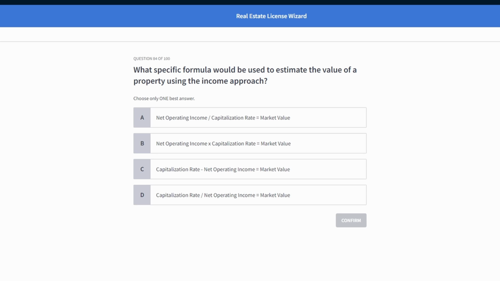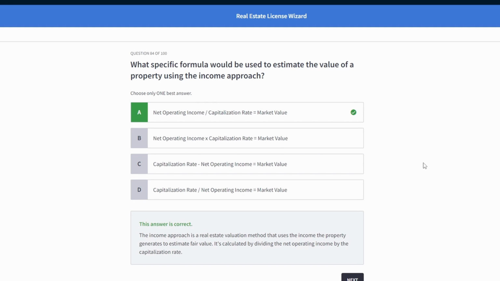Alrighty, do you know your formulas? So, what is the correct answer for this one? It's going to be net operating income divided by capitalization rate equals market value. So A is our answer. The income approach is the real estate valuation method that uses the income the property generates to estimate fair value. It's calculated just as we said here. Net operating income divided by capitalization rate equals market value.